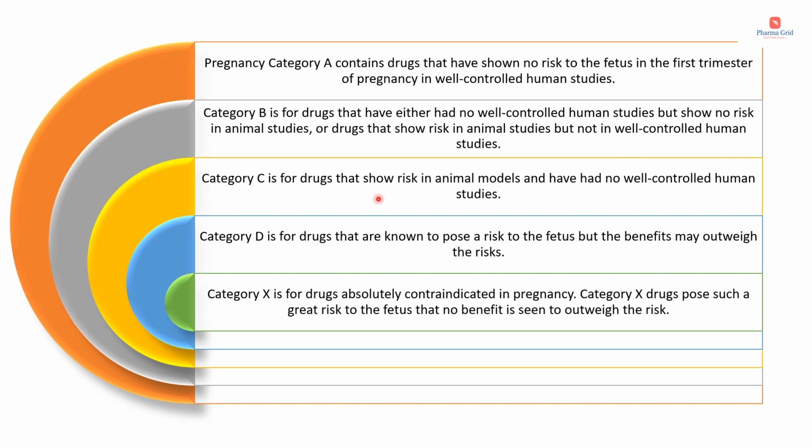Category C is for drugs that show risk in animal models and have had no well-controlled human studies. Category D is for drugs that are known to pose a risk to the fetus, but the benefits may outweigh the risks. Category X is for drugs absolutely contraindicated in pregnancy. Category X drugs pose such a great risk to the fetus that no benefit is seen to outweigh the risk.